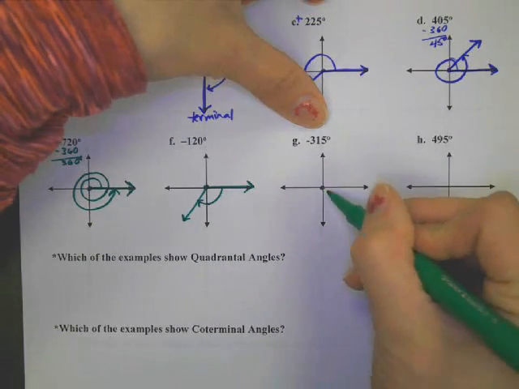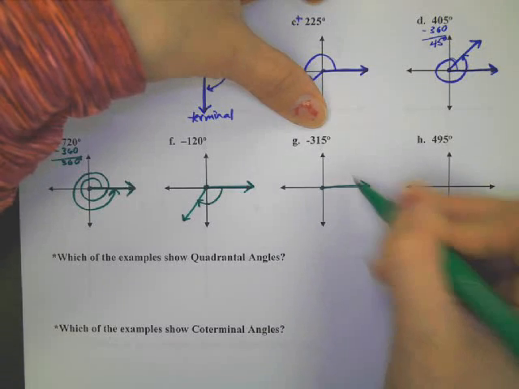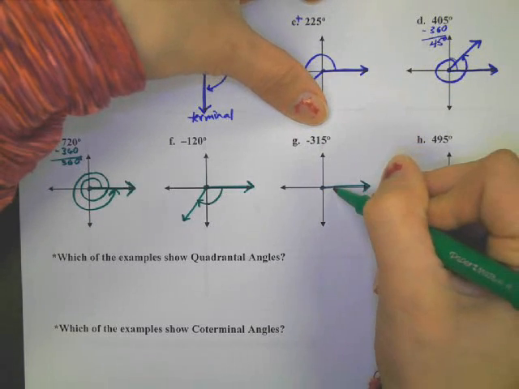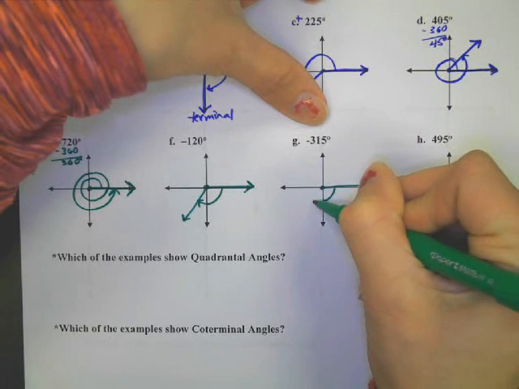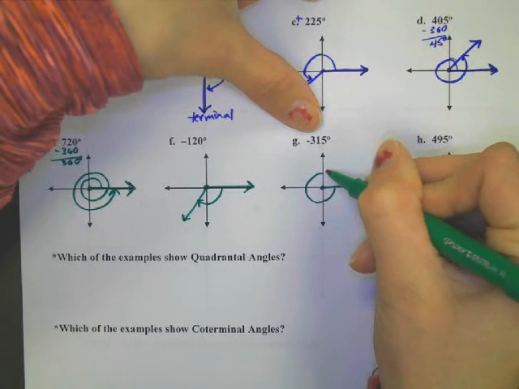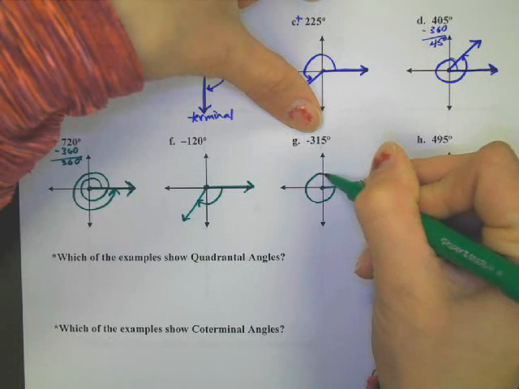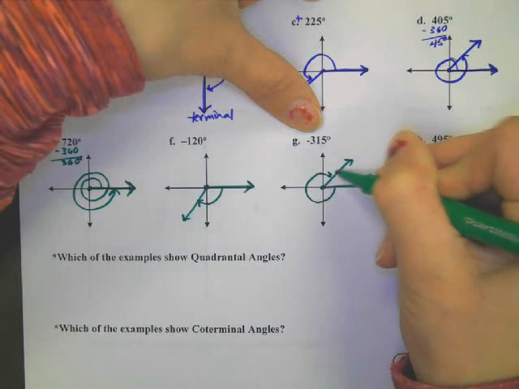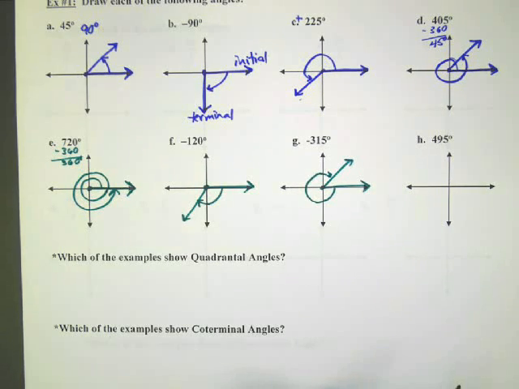Negative 315. Okay, let's put our initial ray. Negative swings down. Negative 90. Negative 180. Negative 270. I have to keep going, but not 360. Negative 315 is right in the middle, again, of quadrant 1.